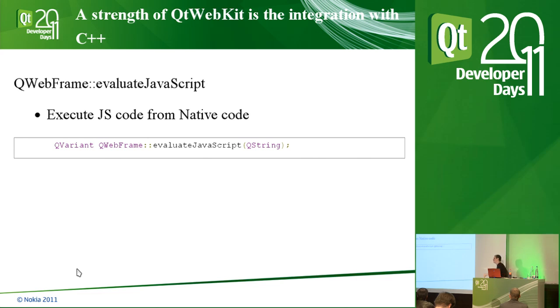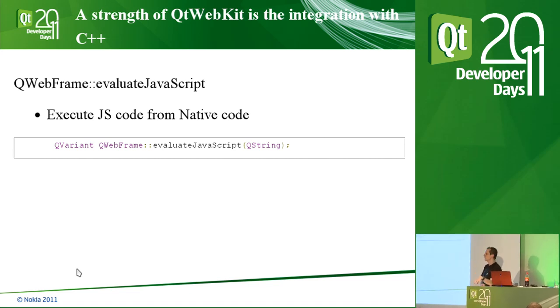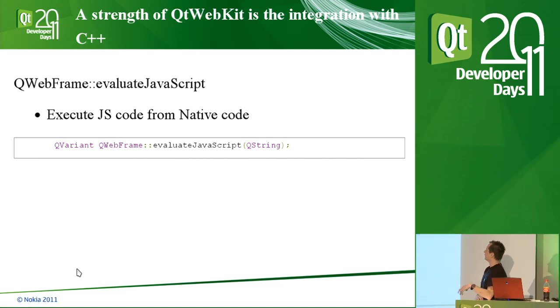You can also, from C++, evaluate JavaScript. You just specify the JavaScript as a parameter of evaluateJavaScript, and it will run the JavaScript in the web world for you. So it's also a way from your C++ world to command the HTML world. And if the function has a return value, then you get it as a QVariant.